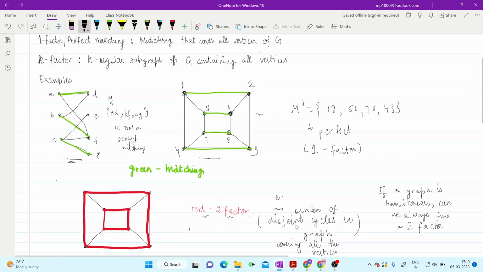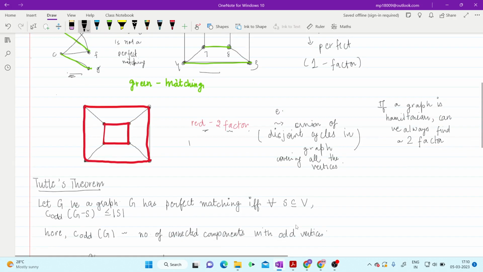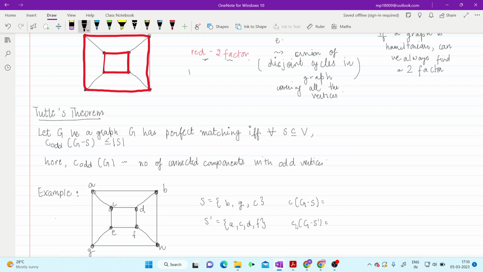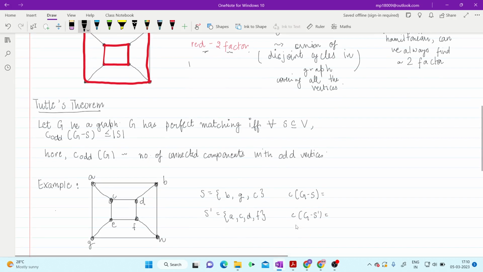Now, once we have defined what a matching and what a perfect matching is, we have a nice necessary and sufficient condition for a simple graph to have a perfect matching, which is as follows: a simple graph will have a perfect matching if and only if, for any subset of vertices, the number of odd components in the graph when we subtract those vertices from the graph is less than or equal to the number of vertices that we have removed. So this is Tutte's theorem.